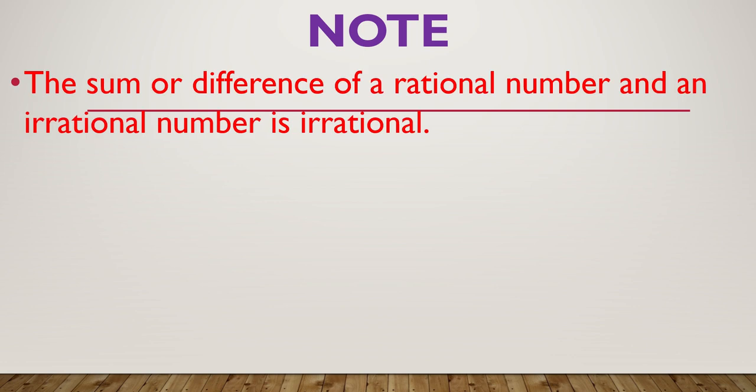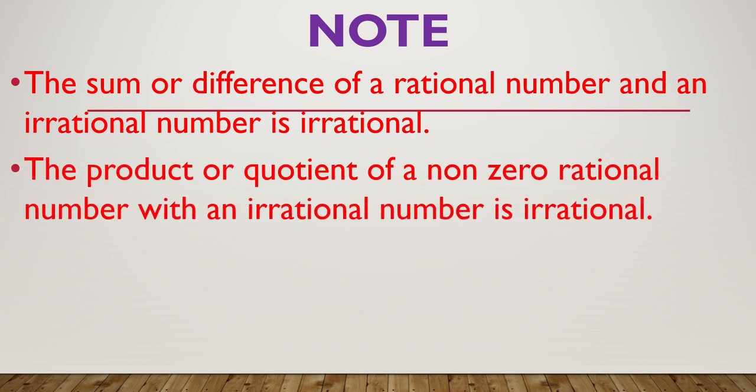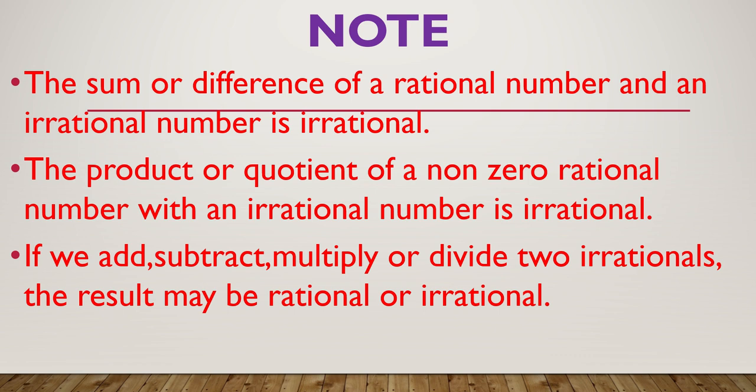Let us see the note. The sum or difference of a rational number and an irrational number is irrational. The product or quotient of a non-zero rational number with an irrational number is also irrational. If we add, subtract, multiply or divide two irrationals, the result will be either rational or irrational.